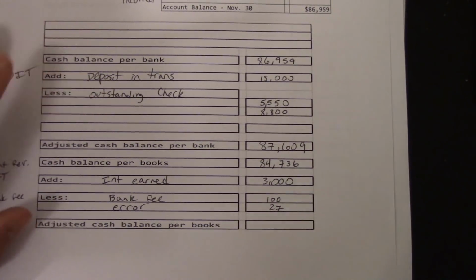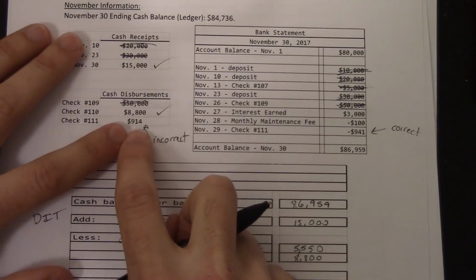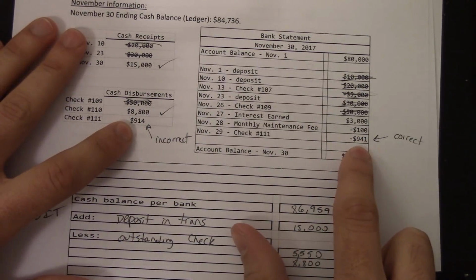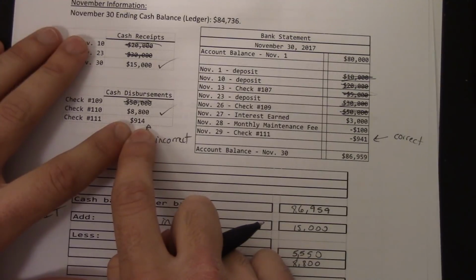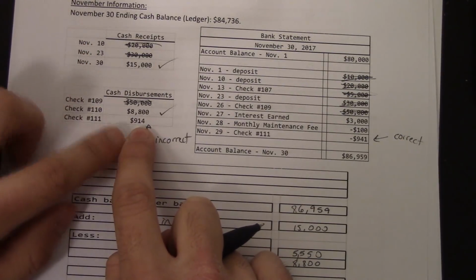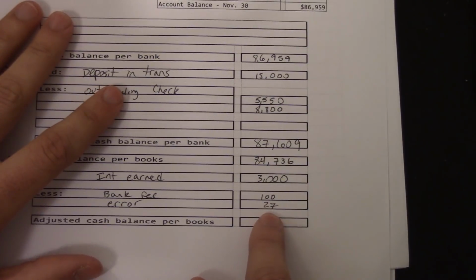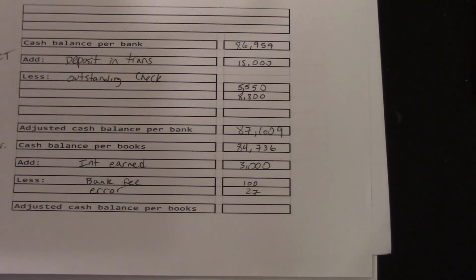And we will subtract that. Remember, this is a payment, a cash disbursement. We're paying someone $941, but we accidentally recorded it in our records as $914. So we've got to subtract even more. We've got to subtract $27. So we'll add that up.